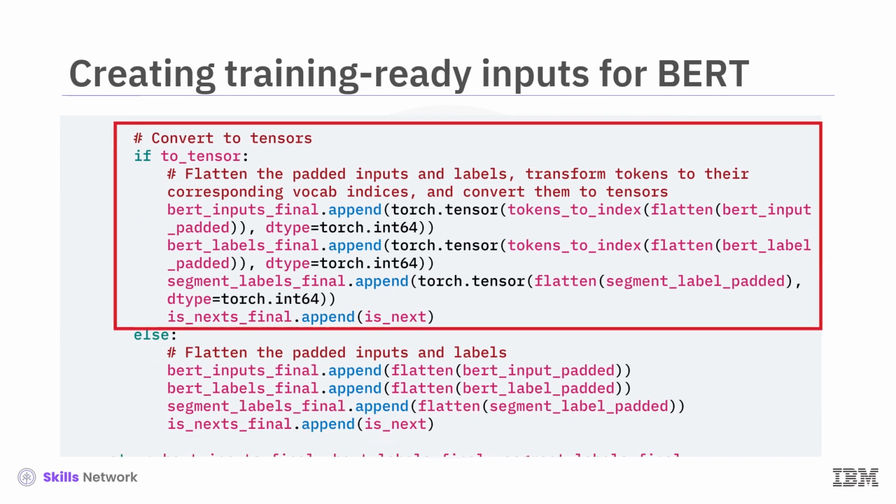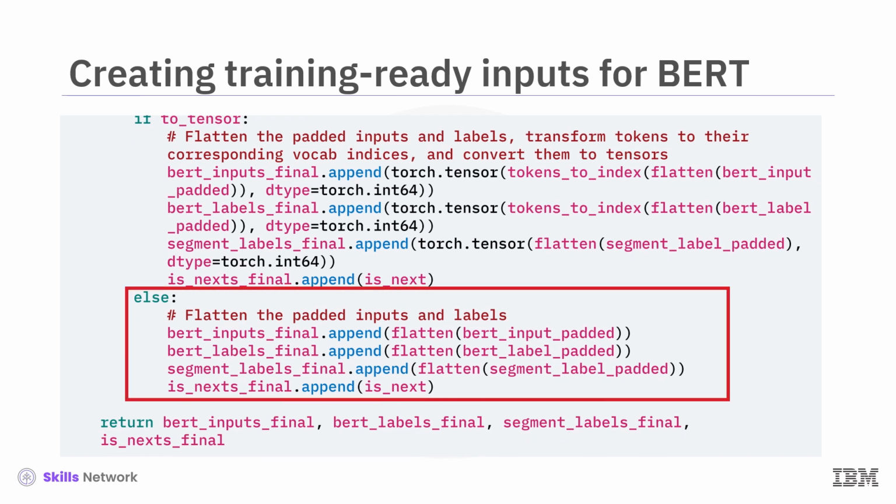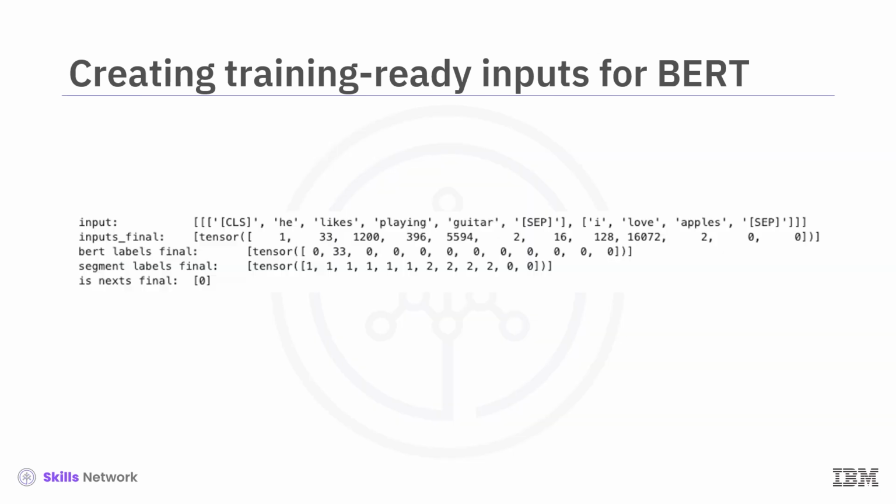If the toTensor flag is set to true, the function flattens the padded inputs and labels, transforms the tokens to indices, and converts them to PyTorch tensors. Otherwise, if toTensor is false, the flattened padded inputs and labels, segment labels, and isNext values are appended directly to the final output lists. Let's check a sample output.